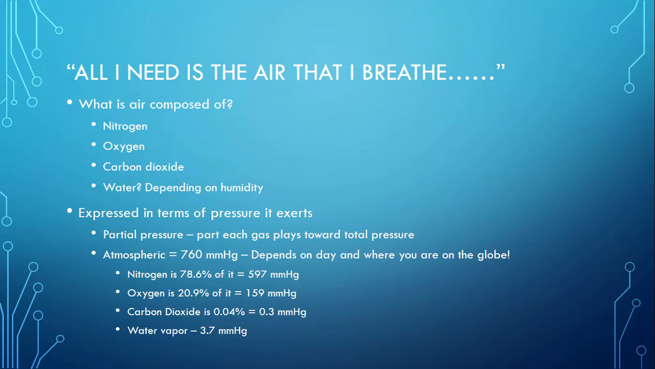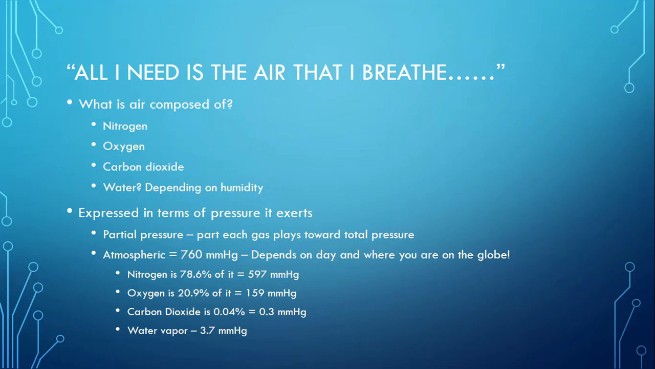So once you read the title of this slide, you'll probably have that song in your head. But what is air actually composed of? And it talks about the composition of air. What exactly is it that we breathe in? Air in the atmosphere is made of nitrogen, oxygen, carbon dioxide, and often water. Depends on the humidity, depends on where you are, and each amount again depends on where you are.